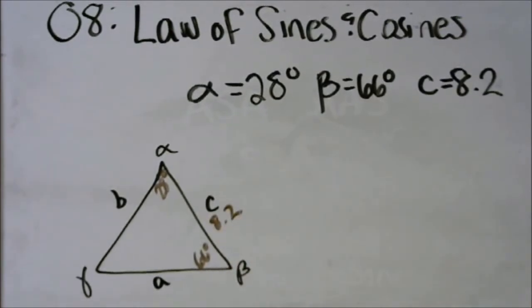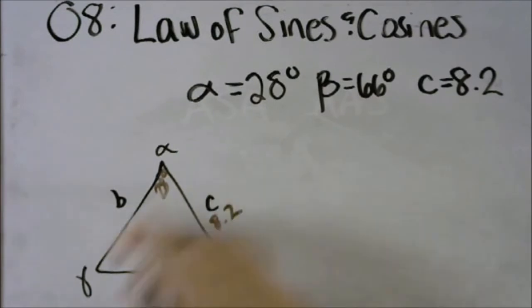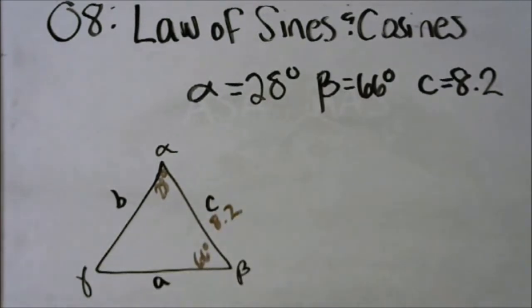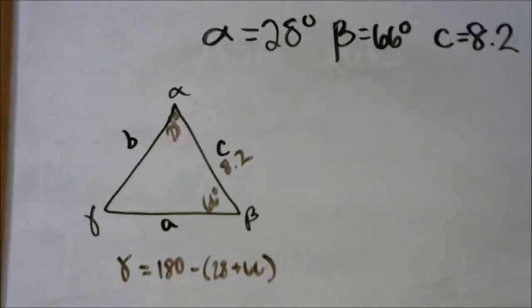Well, my goal with solving a triangle is to find all missing sides and angles. So the first thing I see right away is that I can find the third angle by using the triangle angle sum of 180 degrees. Since I know that all three angles of a triangle add up to 180, I just need to say that gamma is equal to 180 minus (28 plus 66) degrees.